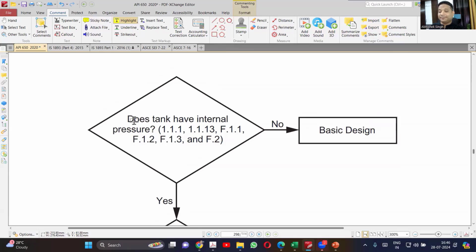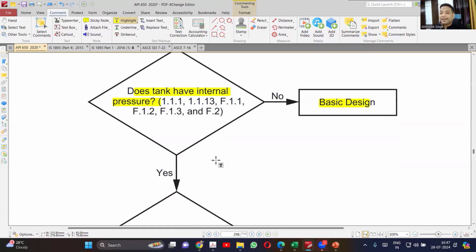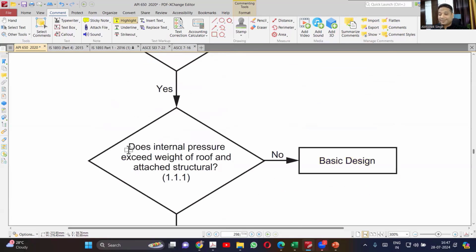The first question you'll be asking: does the tank have any internal pressure? In our case, the tank we designed, was it having any internal pressure? The answer is no. So what follows is the basic design, which we did using the general design. We didn't use Annexure F. But now there is a small pressure. Then we'll be checking this step now.